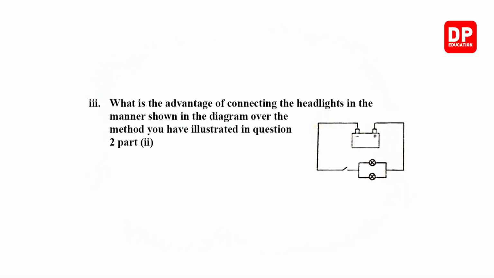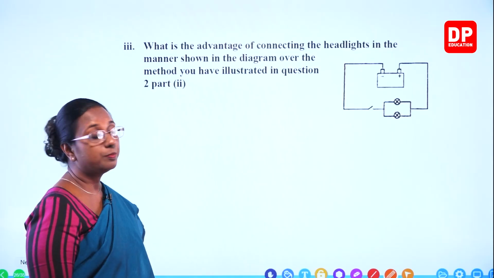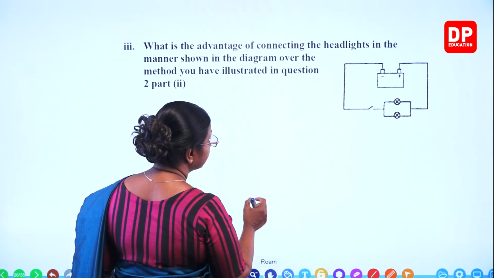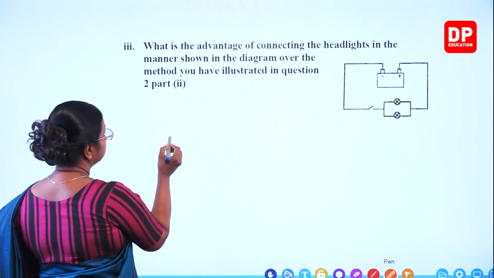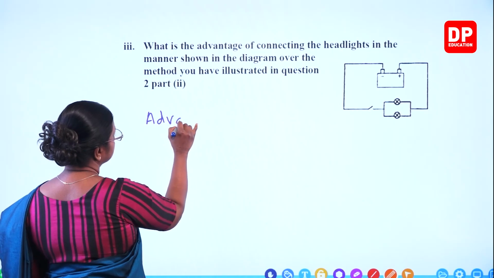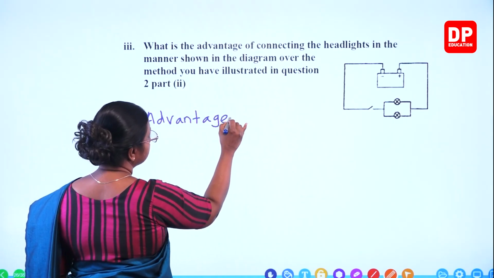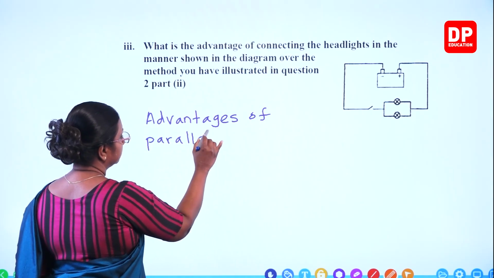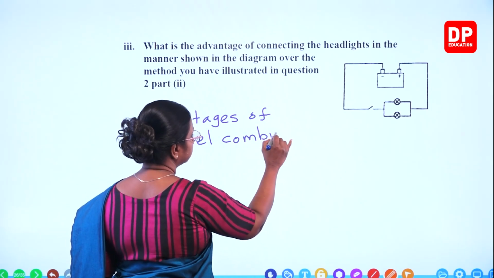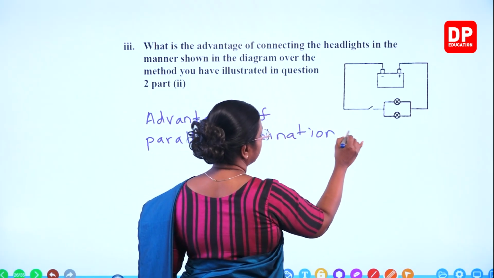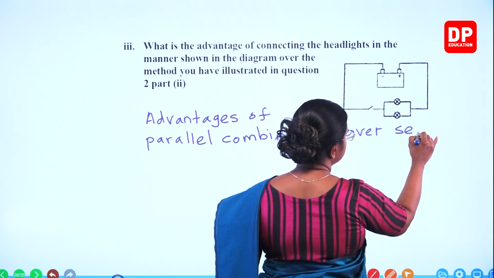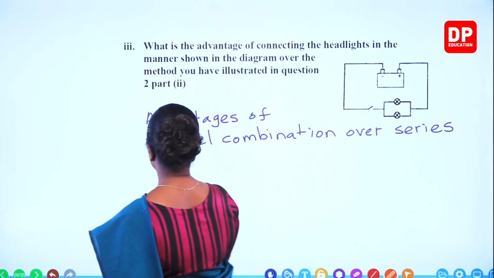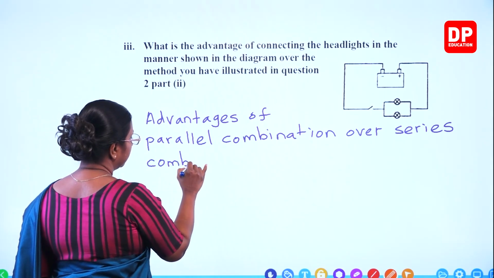Third one, what is the advantage of connecting the headlights in the manner shown in the diagram over the method you have illustrated in question 2, part 2. So advantages, we can say, advantages of parallel combination over series combination.